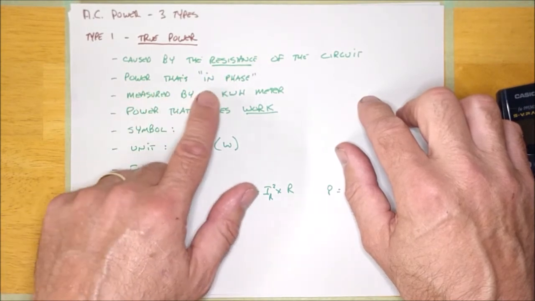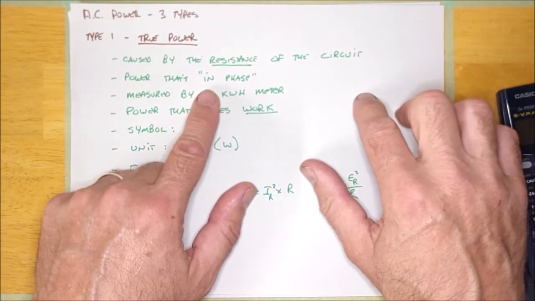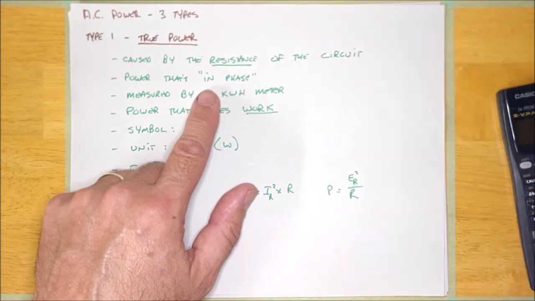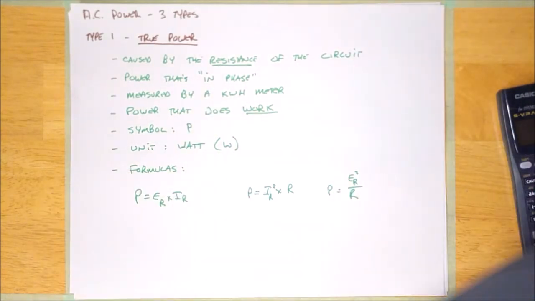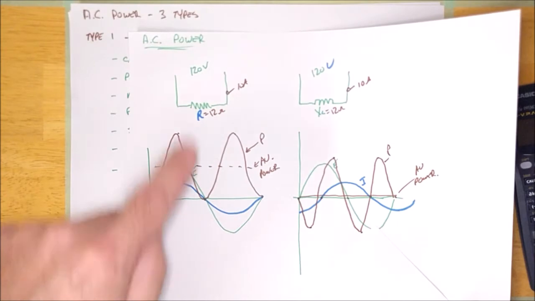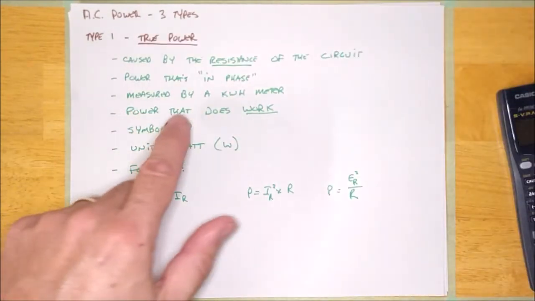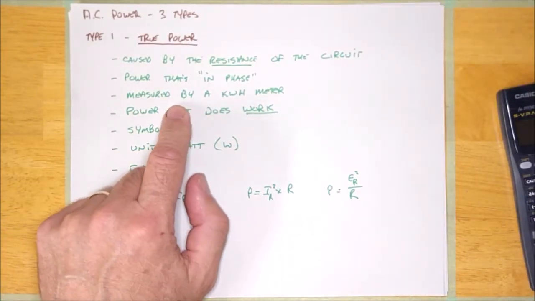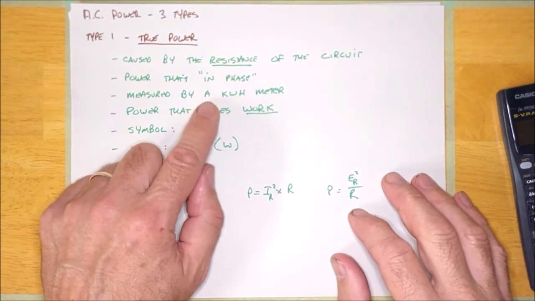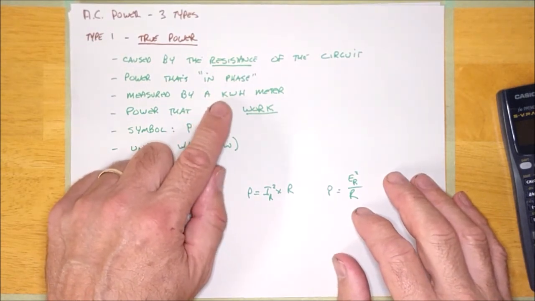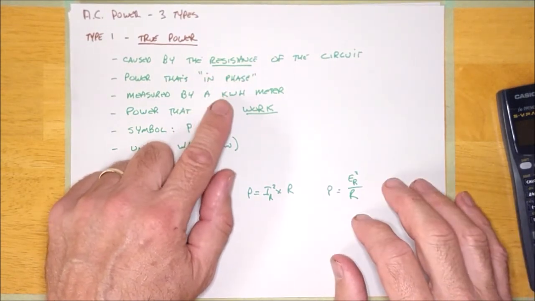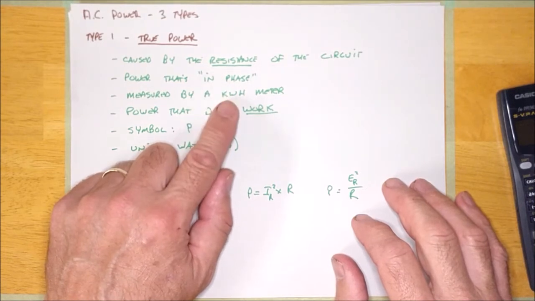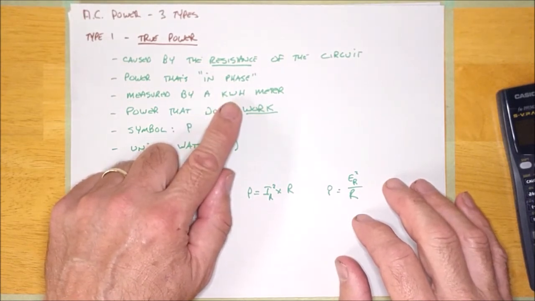And it is power that's considered to be in phase. We drew it on that other drawing there, right? Here's our power that's in phase. There's our resistor. True power is the type of power in the circuit that is actually measured by your kilowatt hour meter. If you've got a house with a meter outside, your kilowatt hour meter measures true power and true power only. It doesn't care about any of the other kinds of power.